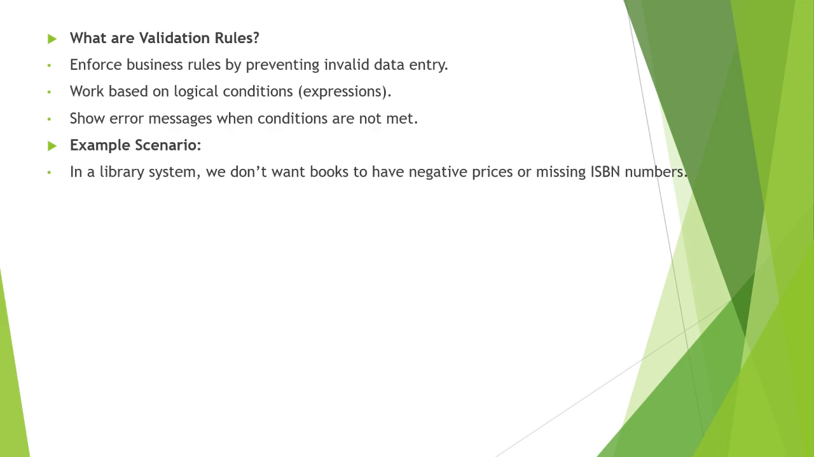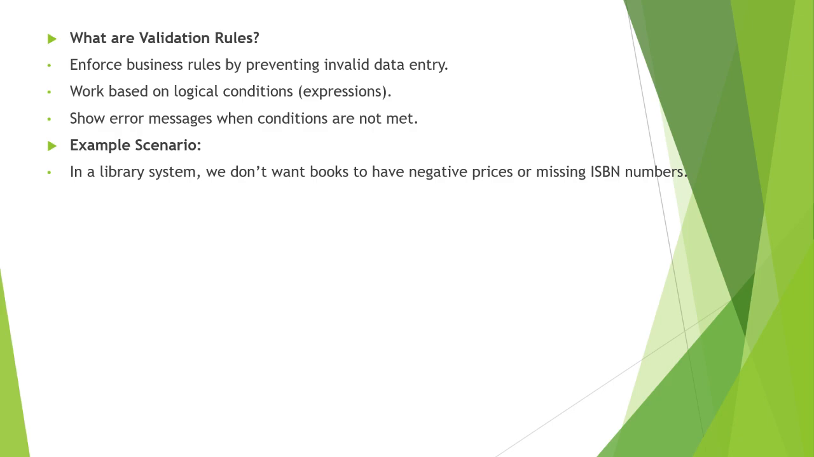As per the basic definition, we are enforcing rules for preventing invalid data entry. We don't want invalid data to be entered into the database. To prevent that, we can write validation rules, which are based on some logical conditions. We are going to see how to write the validation rule, and what will happen if you provide wrong data and try to save the form. It will show some error message. In the example scenario of a library system, we don't want books to have negative prices or missing ISBN numbers.